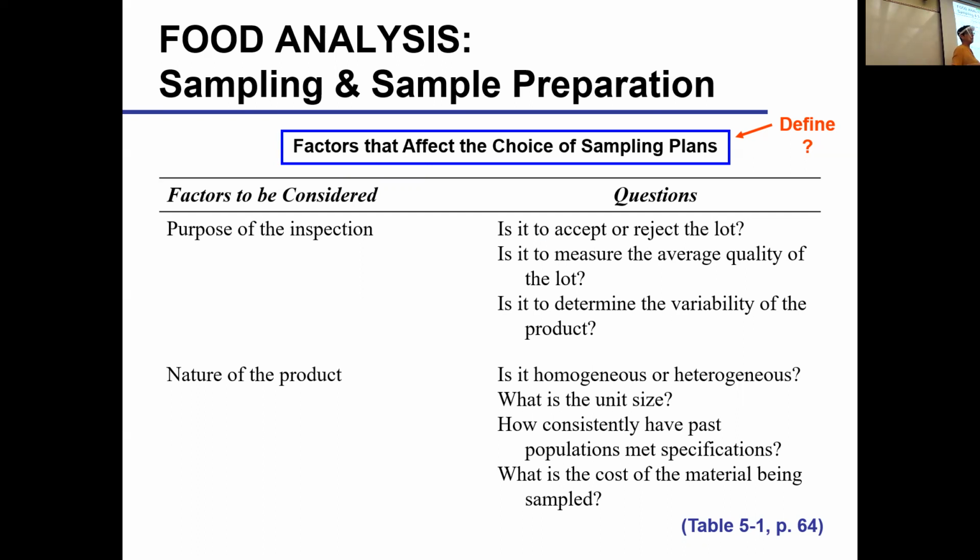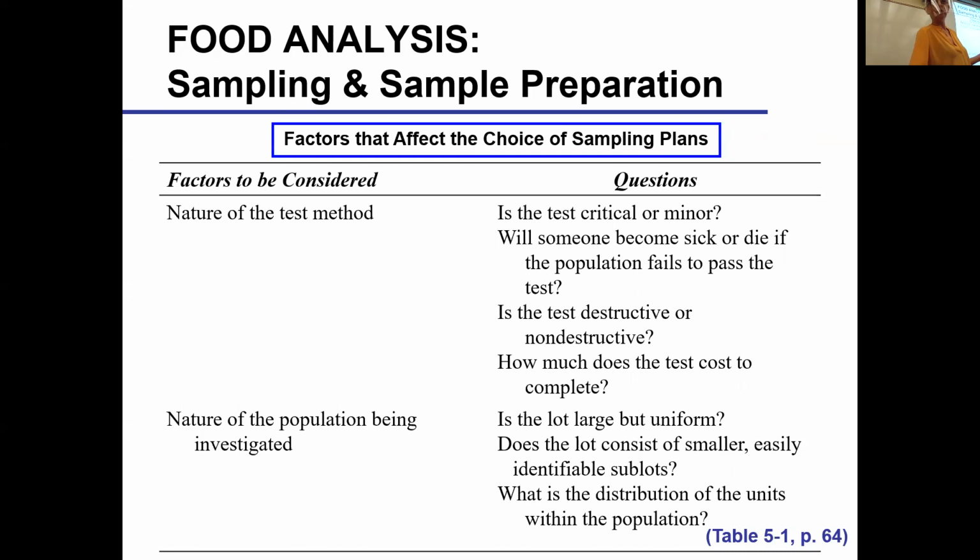What is the unit size? Is it sacks of flour, like 100 pounds of flour, or is it cans? Like I have boxes with 50 cans in each box. So it really depends on what is the unit size in determining how you're going to take out samples. There are a lot. I'm not going to walk through all of them, but these are examples.